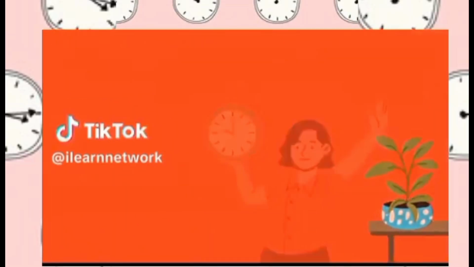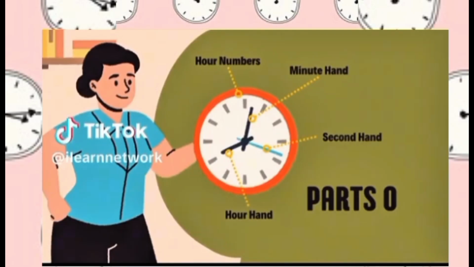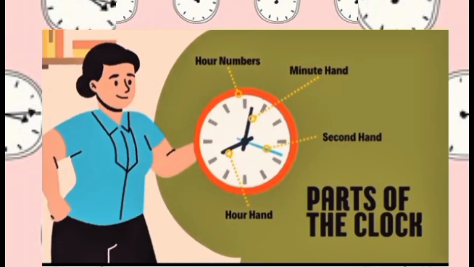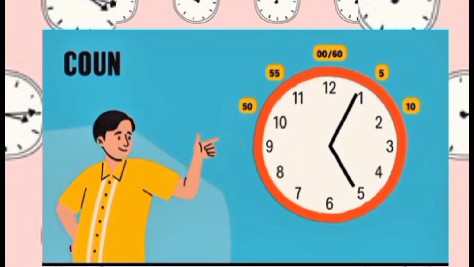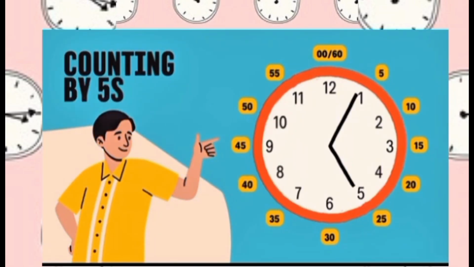Telling time. Parts of the clock. The small hand is the hour hand. The hand bigger than the hour hand is the minute hand. The hand that moves relatively quicker than the other two hands is the second hand or sweep. To count by fives on a clock, you can start at 0 and count in fives. For example, 0, 5, 10, 15, 20, 25, and so on.